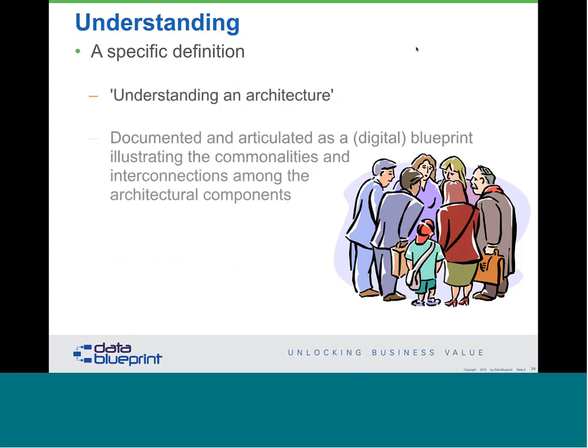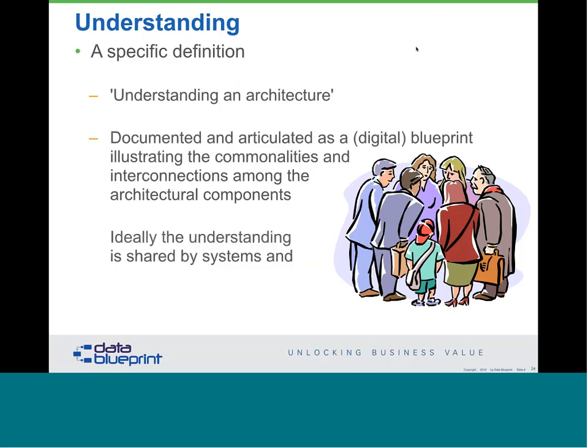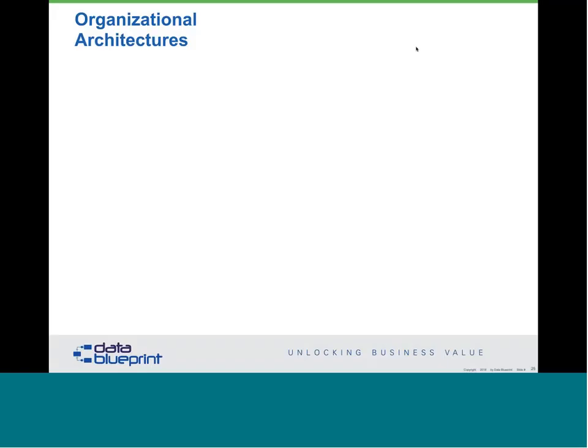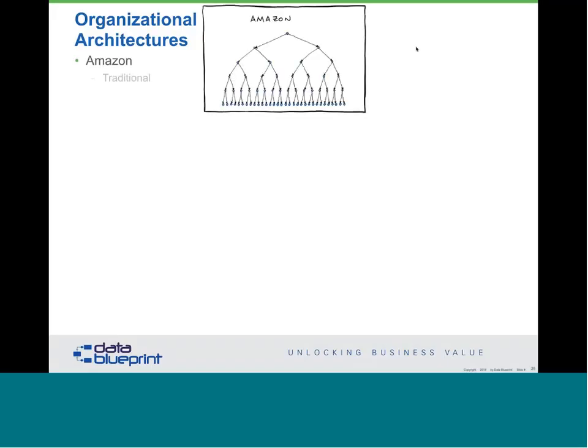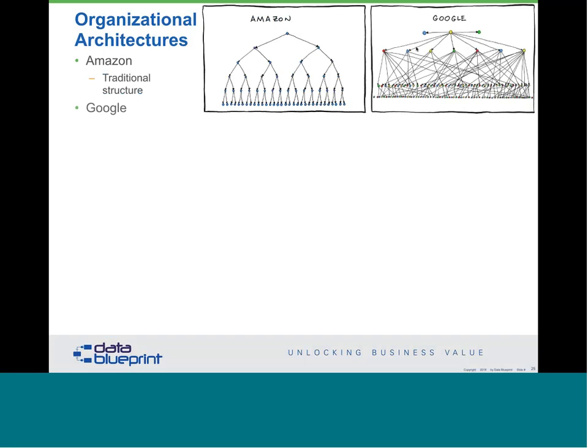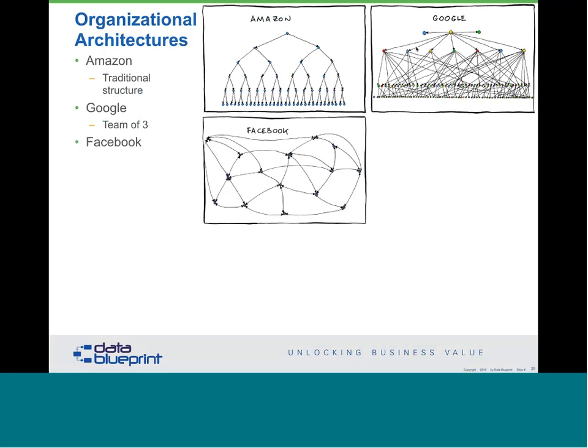Because if we don't understand the architecture, we have no ability to utilize it in larger contexts. So I'm going to give you a couple of examples. These are kind of tongue-in-cheek, but kind of not. This is a little joke we got off the internet a while back. It says, Amazon has a fairly traditional structure with lots of businesses, but Google revolves around 3 people up there at the top, back when they were a team of 3, right?